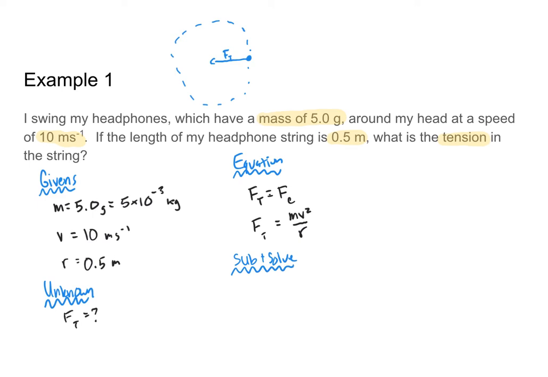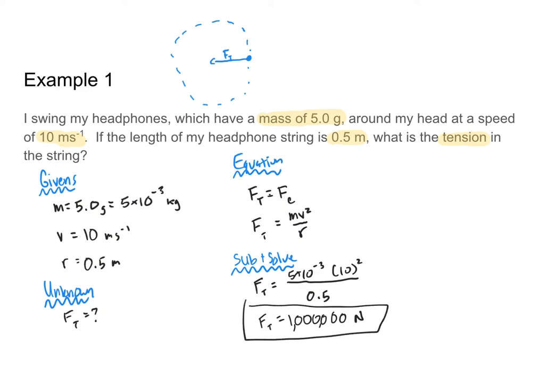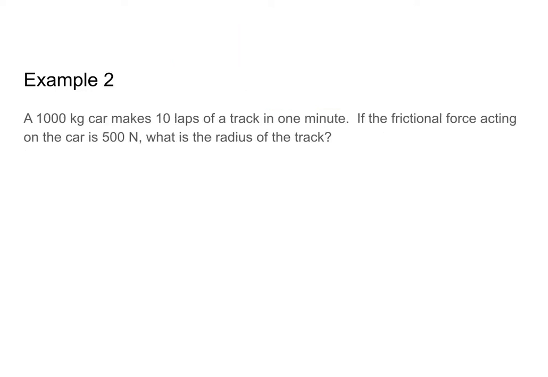So my tension force is equal to 5 times 10 to the negative third times 10 squared over 0.5. Therefore, my tension force is 1 million newtons. And there you have it. We have used the centripetal force equation to find our tension force. Let's look at a second example.